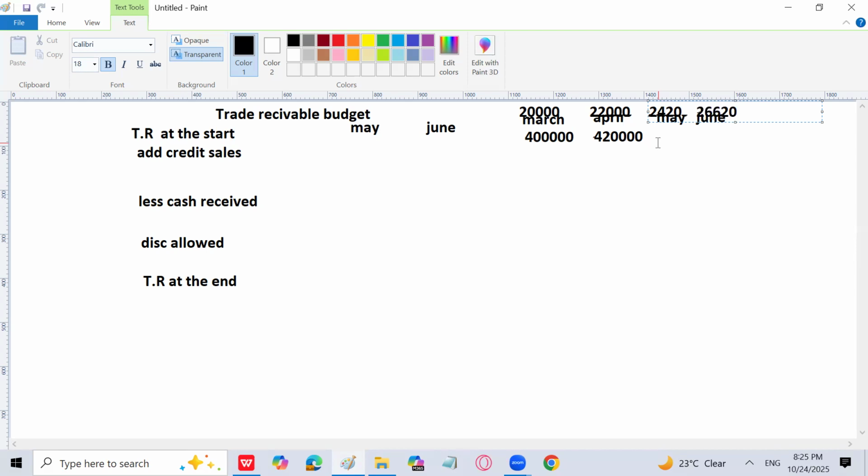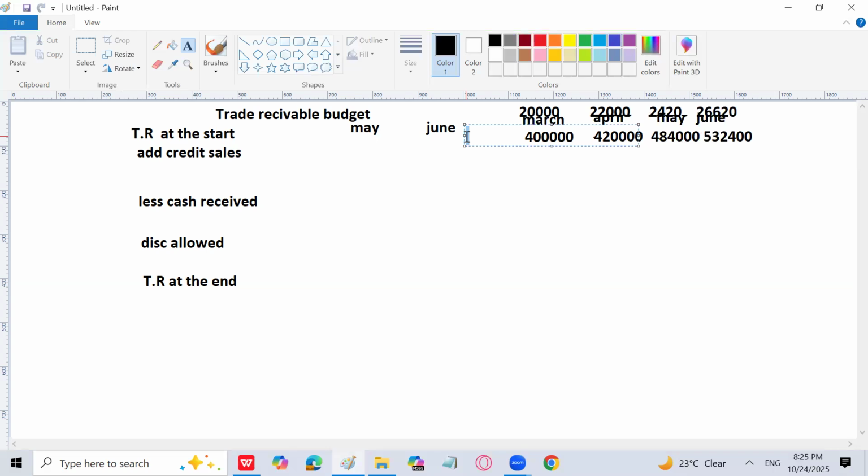But I need the amount. So that will become 4,84,000 for May. And 26,620 into 20 is going to be 532,400. So that is the total sales we have calculated.